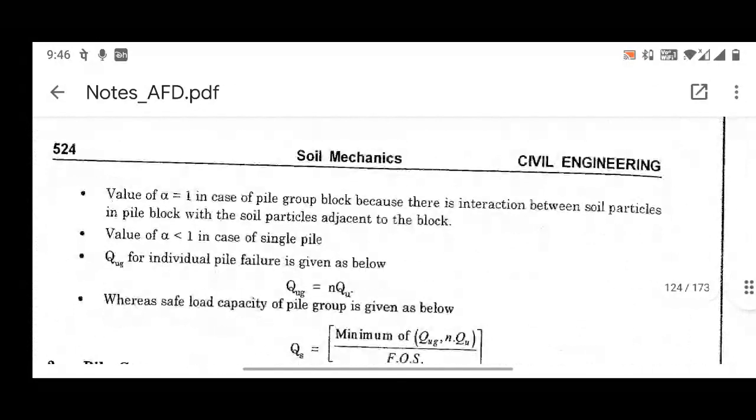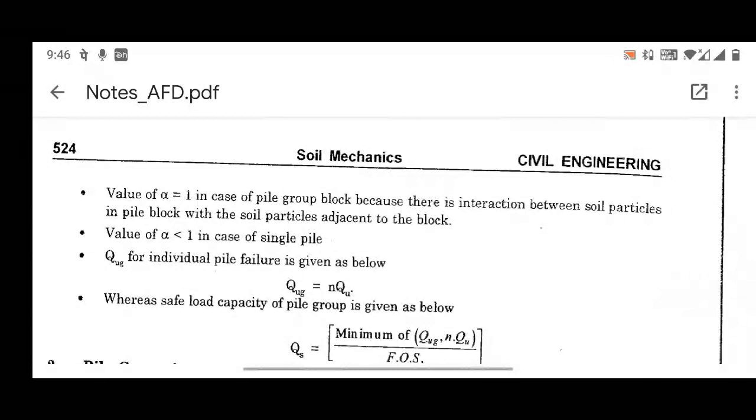Now value of alpha is equal to 1 in case of pile group block, because there is interaction between the soil particles in the pile block with the soil particles adjacent to the block. So why are we considering this alpha value equal to 1? Because we are considering the pile group like a soil material, the perimeter of the pile is interacting with soil, so it is soil-soil interaction, and we can consider alpha equal to 1. Value of alpha is less than 1 in case of a single pile. So if a single pile is considered, then in that case you have to use alpha value less than 1.